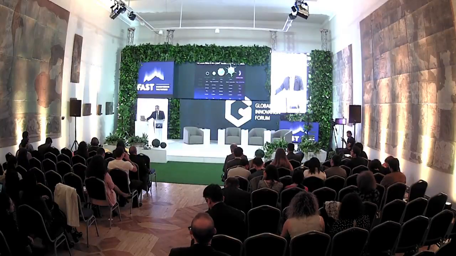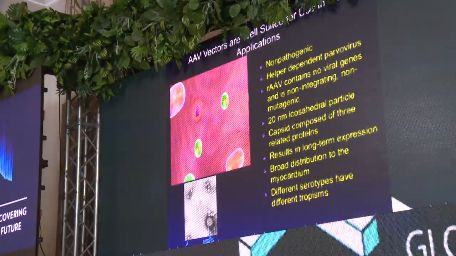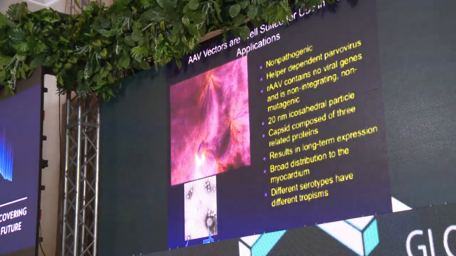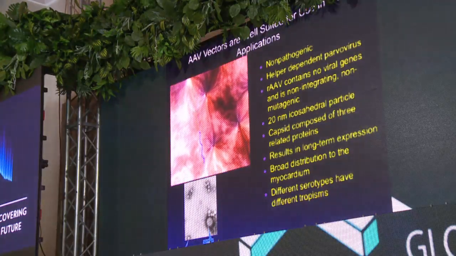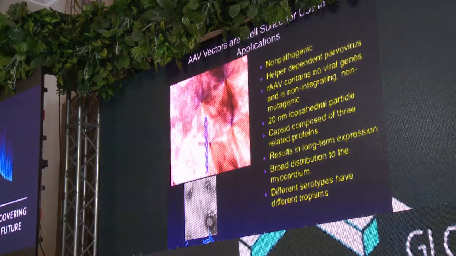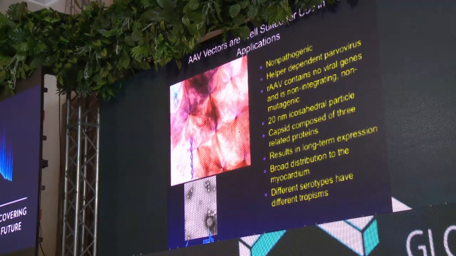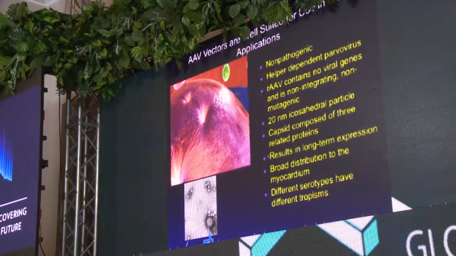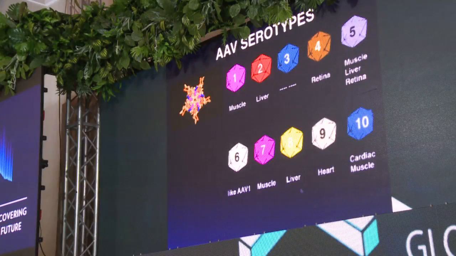Now, the field of gene therapy really has changed since the advent of AAV vectors. Adeno-associated vectors are helper-dependent parvoviruses. They come with adenoviruses. They contain no viral genes. They're very small. You can see the difference between an adenovirus and an AAV. They're single-stranded DNA that becomes double-stranded inside the nucleus, and they have a broad distribution to different organs. One of the interesting things about AAV vectors is that the different serotypes target different organs. AAV1 targets the muscles, AAV6 also, AAV9 the heart, AAV8 the liver, and a lot of the macular degeneration work has been done with AAV5, which targets the retina.